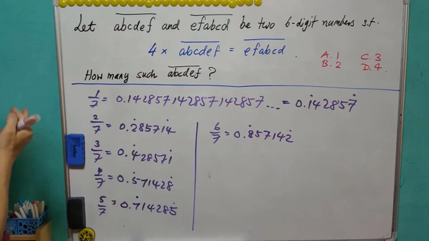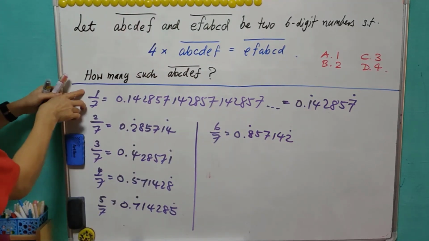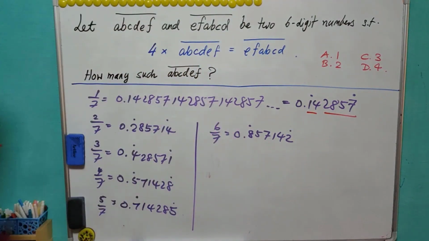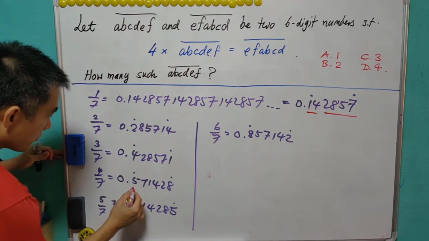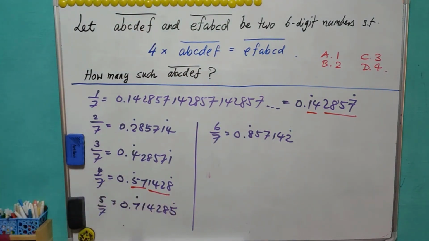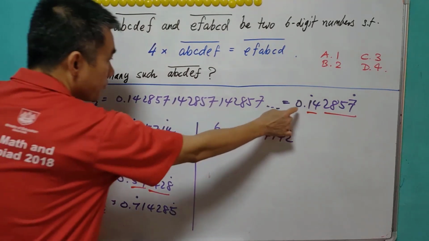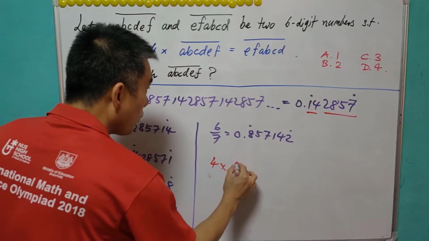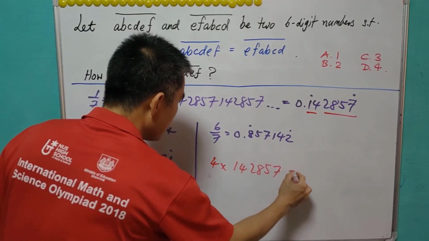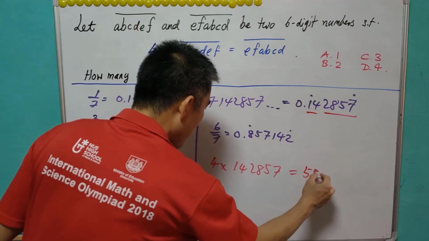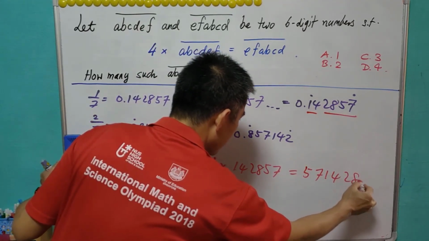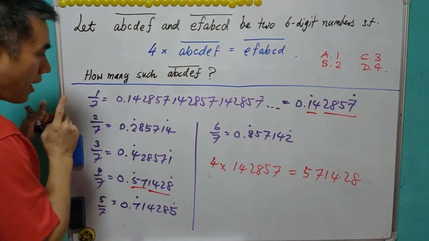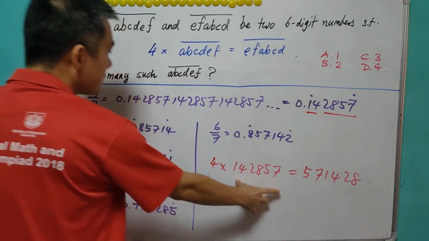Then from this list, we see that 1 over 7 is 0.142857, and 4 over 7 is 0.571428, which is 4 times the previous number. Then we can further verify that 4 times 142857 equals 571428. And it means that one of the possible ABCDEF is equal to 142857.